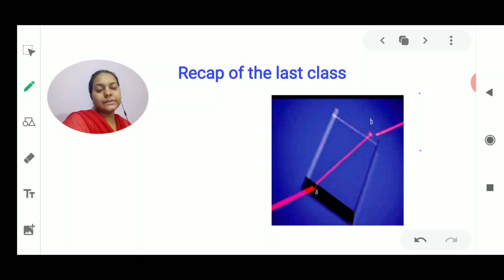Next we have seen the mirror formula and the magnification. Okay, now after that I have solved some numericals related to these topics, and then in the last class we discussed the part of refraction.